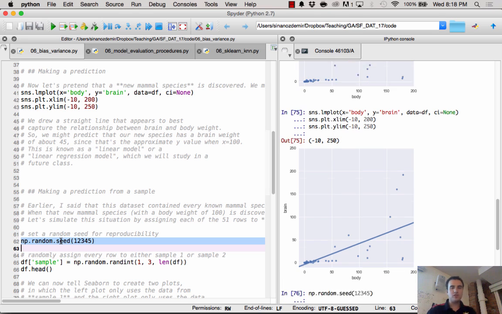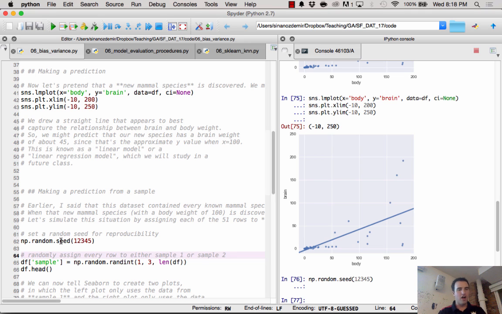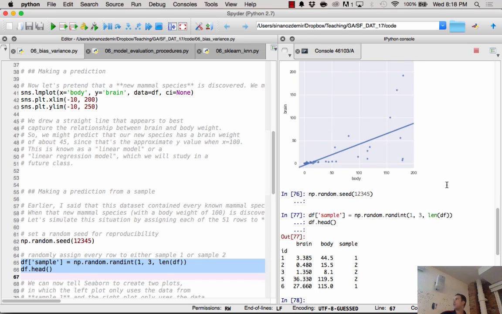Why am I doing this? So that it's easier to explain the following. When I look at the head, we should all see the same sample of 1, 2, 2, 2, 1 on the first 5 rows. So for every mammal, I've randomly assigned it to either sample 1 or sample 2. So far, so good? I have a bunch of mammals in sample 1. It's like, here's a bunch of 25-year-olds over here, and another bunch of 25-year-olds over here. Or, here's this half of the class, and here's that half of the class. I'm going to have this half of the mammals and that half of the mammals.